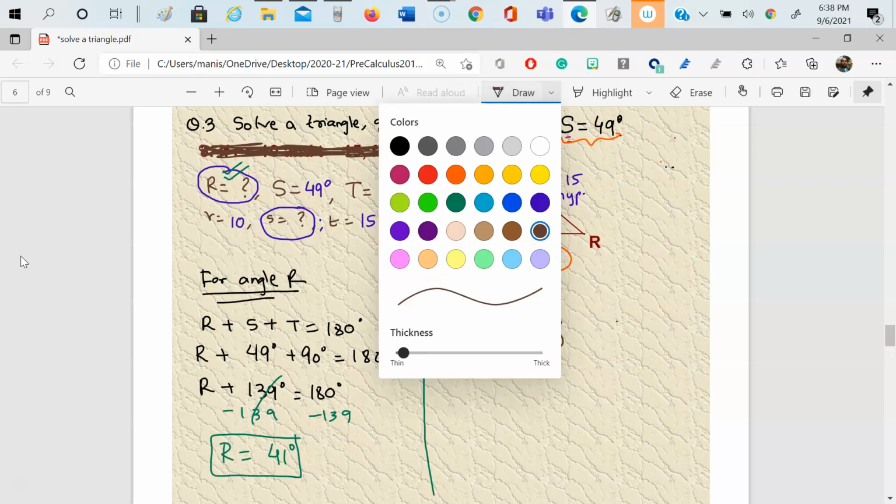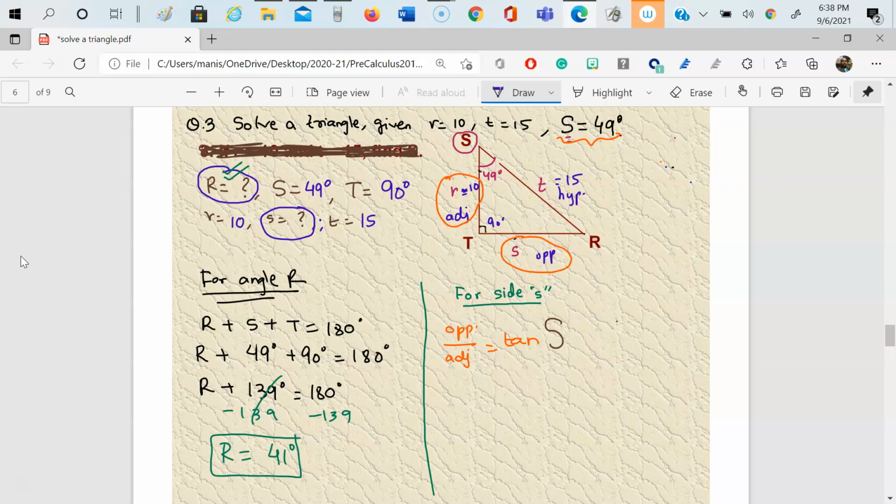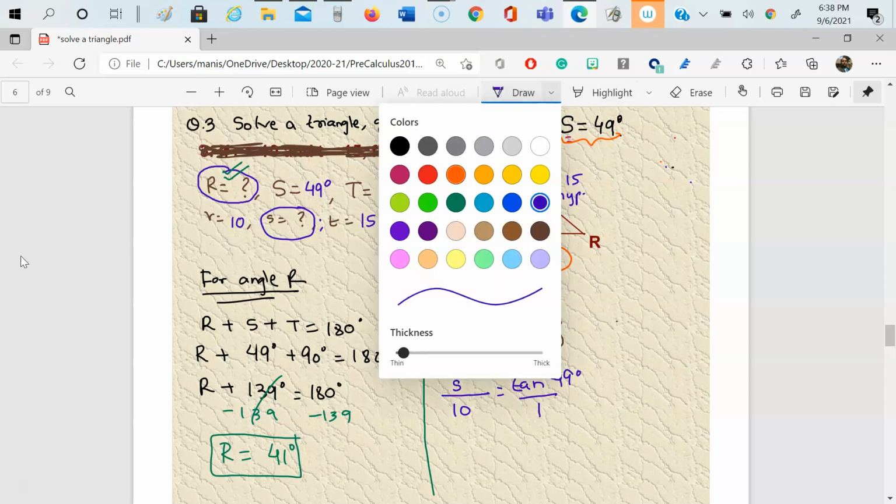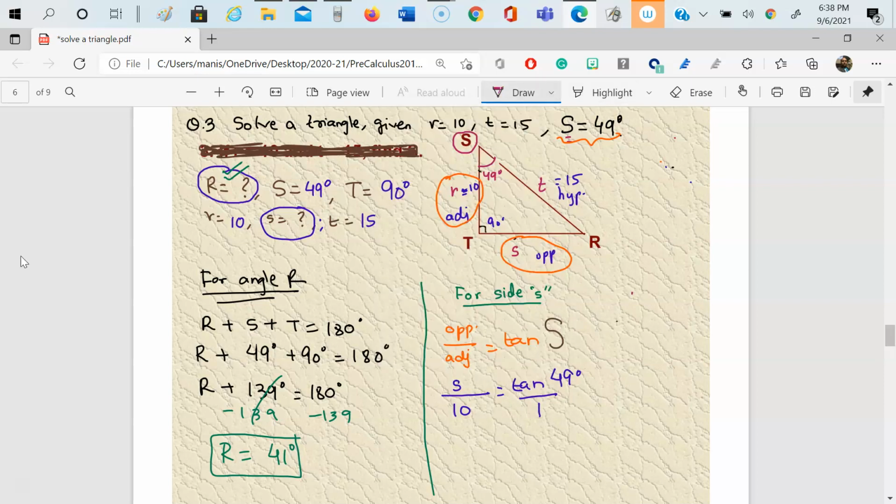Okay. So now let's substitute the values. Opposite side, that's your S, I do not know. Adjacent side is my 10. Tangent of S. What is the value of uppercase S? That's your 49 degree. How I got it is in the question. And divided by 1, so we can have a proportion. When I say proportion, we will solve the proportion. You are cross multiplying. 1 times S is just your lowercase s. Keep in mind, this is side S. And that's your 10 times tangent of 49 degree.